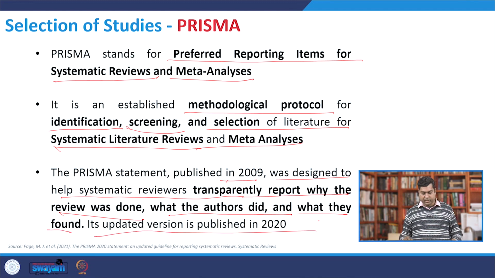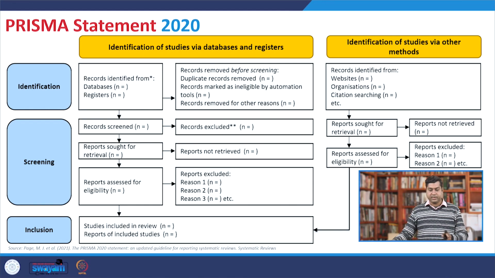It is an updated version published in 2020. So in this case, let us understand this, because this is something very interesting and can help you do this PRISMA thing for your own literature search. The first stage of this is the identification of studies via databases or registers.